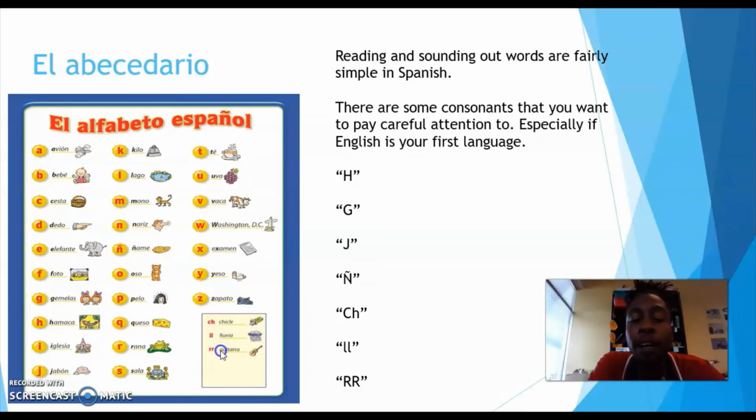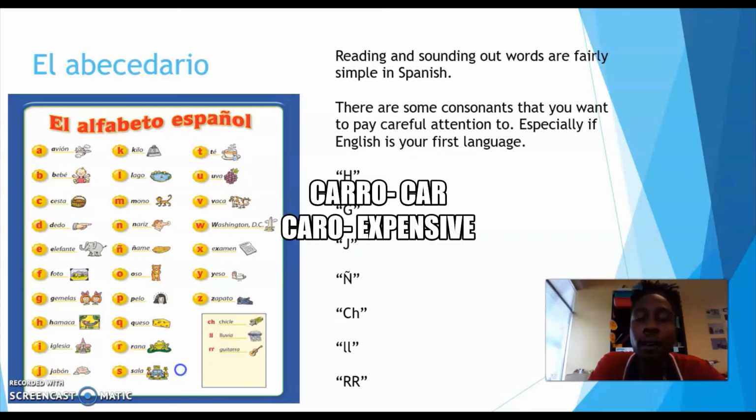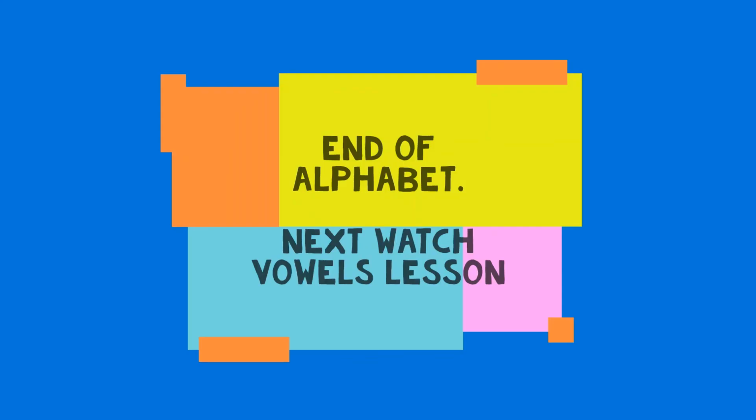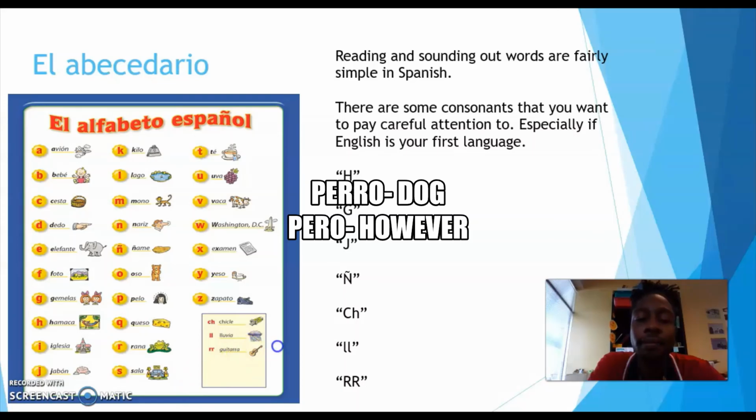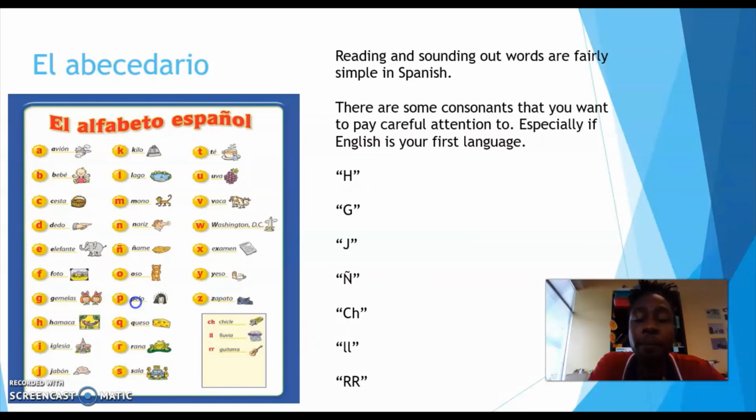Our double R is similar to our Eñe, where you don't want to think of this as just an R. Sometimes this does mean that you should roll your tongue, but it is usually a distinct word when we have a double R versus an R. One of my favorite examples is caro versus carro. We have the word car and the word expensive. We have the word perro, which is a dog, but pero means but, like however.